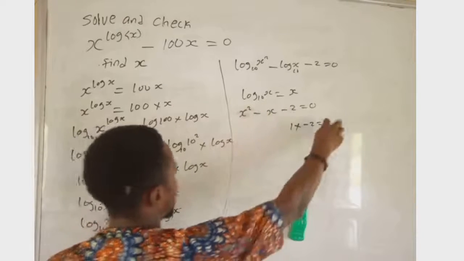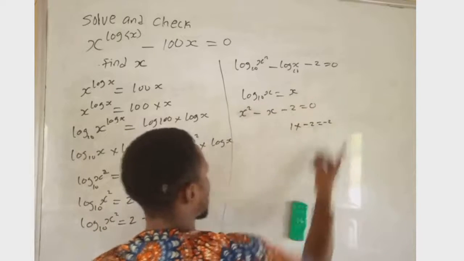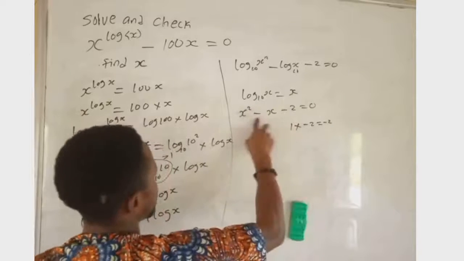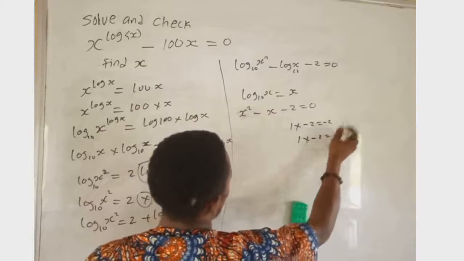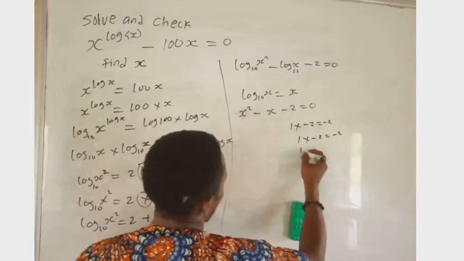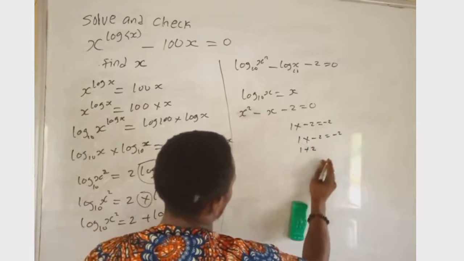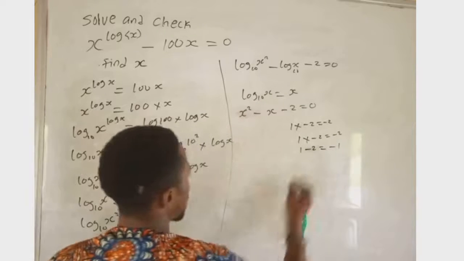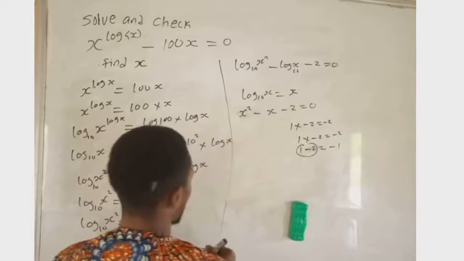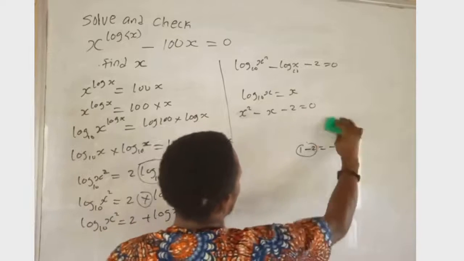So what are the two numbers that multiply to give minus 2 and at the same time add or subtract to give us minus 1? We have 1 times minus 2, which gives us minus 2. And 1 minus 2 gives us minus 1. So here we'll be using 1 and minus 2. Our expansion now is 1 minus 2.